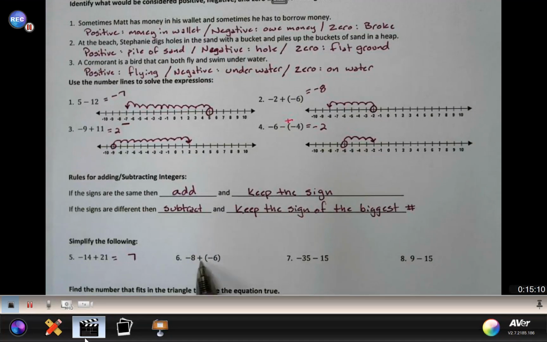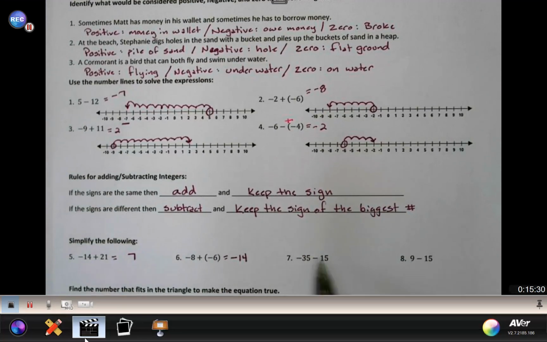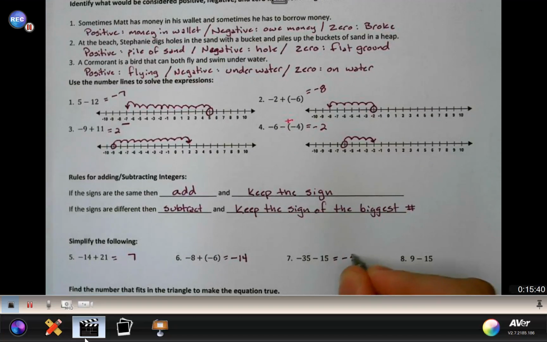Over here, negative 8 plus negative 6. This means negative 8 combined with negative 6. They have the same sign. So I'm going to add the two numbers. 8 and 6 is 14. And then I keep the sign. They were both negative, so this answer is negative. These are both negative numbers. So I'm going to add them and keep the negative sign. So 35 and 15 makes 50, so it's going to be negative 50.